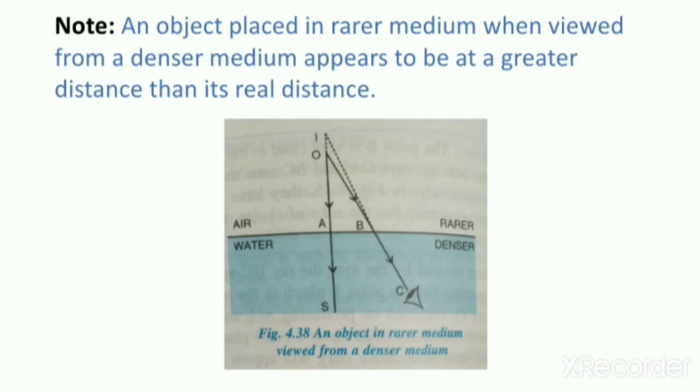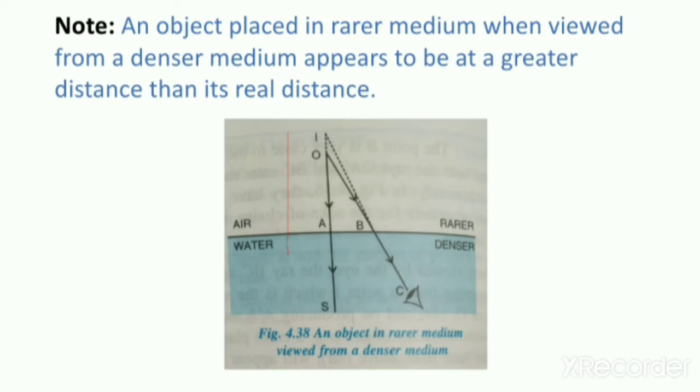So why does this happen? You can see in this figure that O is the point which is in the rarer medium, and two rays of light: OA striking on this air-water interface normally and OB striking obliquely. The ray which strikes normal to the surface will pass undeviated, following the path AB, and OB will suffer refraction. We know that a ray of light going from rarer to denser medium will bend away from the normal. So the refracted ray will be BC.